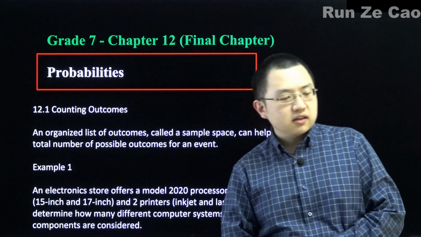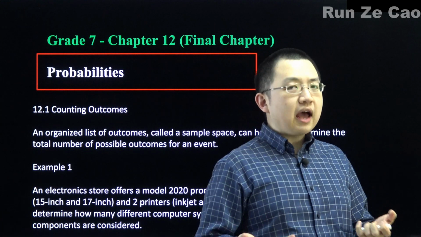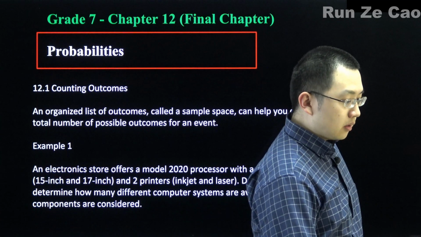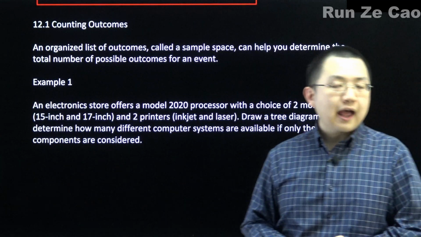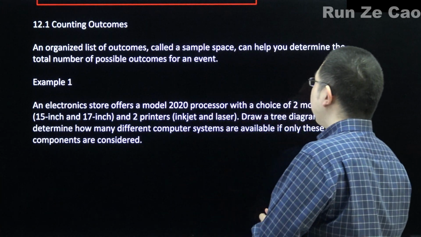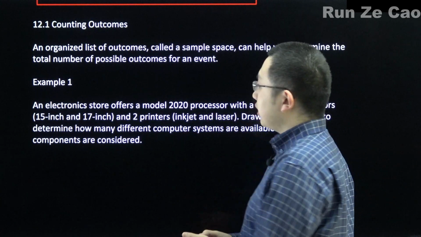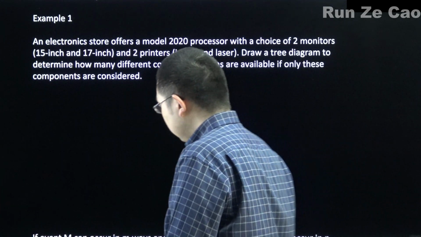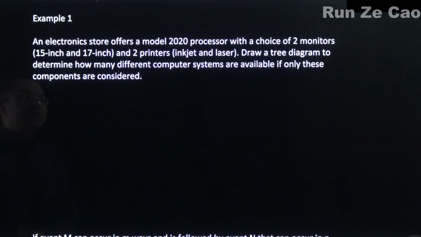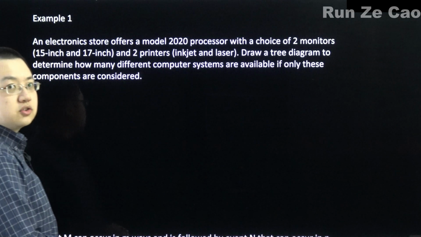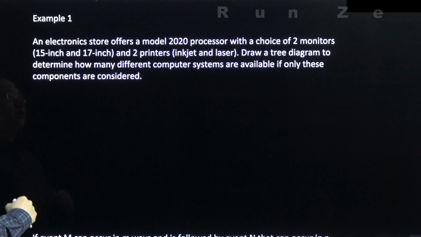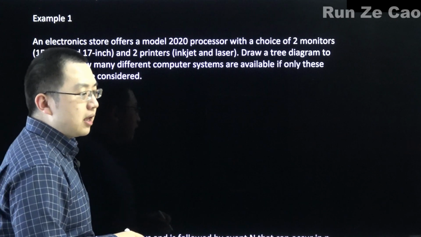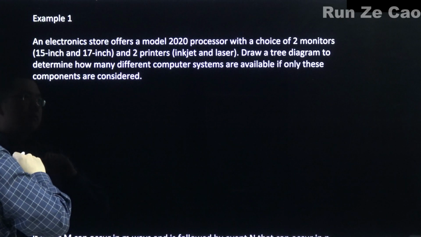First, before we can assess the chance of something happening, you gotta have an idea of how many ways something can happen. So when you make an organized list of outcomes, it is called a sample space, and this can help you determine the total number of possible outcomes for an event. For example, let's say an electronics store offers a Model 2020 processor with a choice of 2 monitors and 2 printers. Draw a tree diagram to determine how many different computer systems you have if only these components are considered.